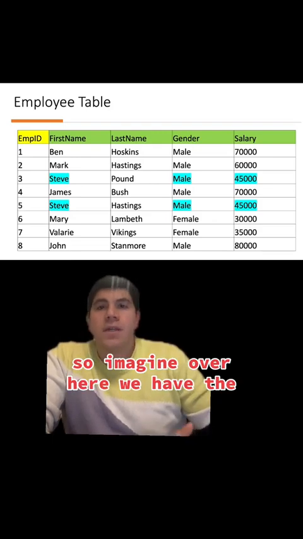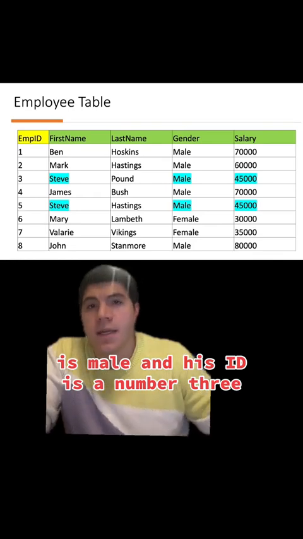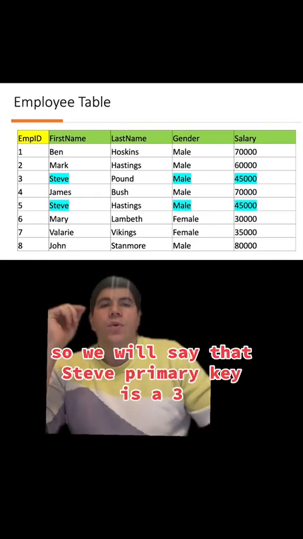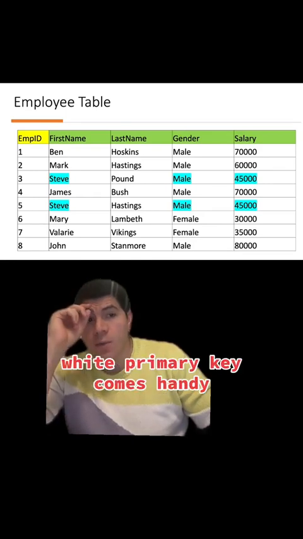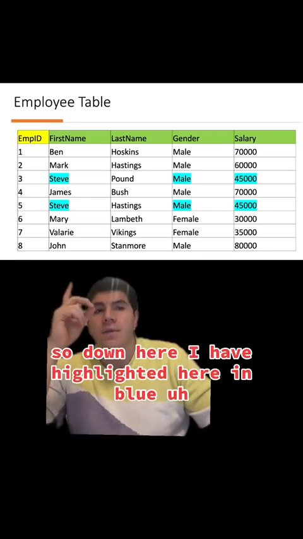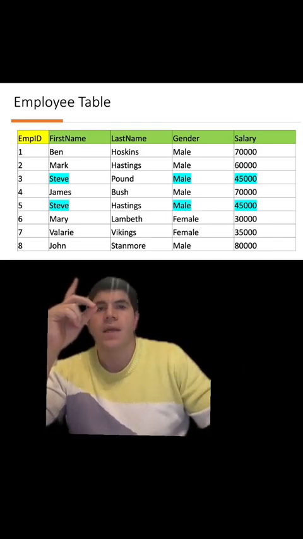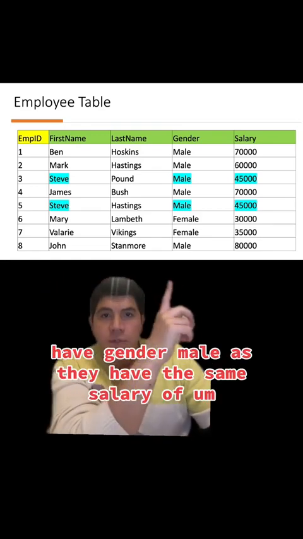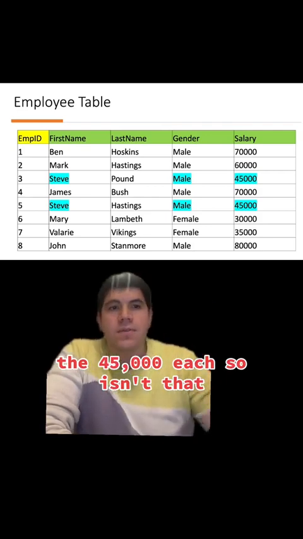So imagine over here we have Steve. His gender is male and his ID is the number 3. So we will say that Steve's primary key is 3. Now let me show you why the primary key is very handy. Down here I have highlighted in blue 2 entries in this database. We have 2 employees whose first names are both Steve, and they both have gender male, and they have the same salary of 45,000 each.